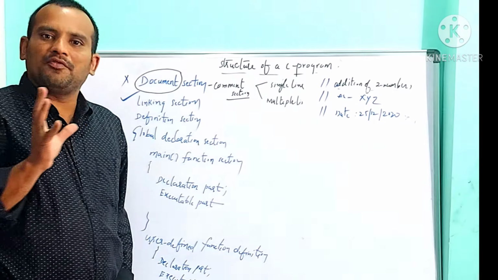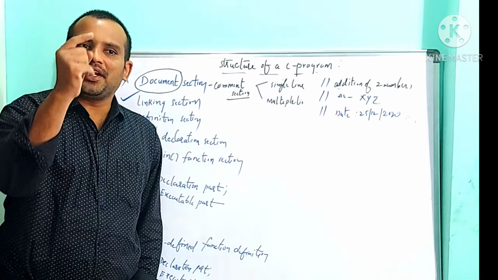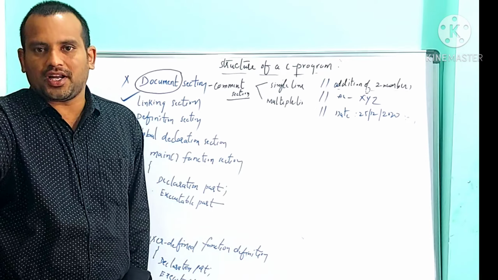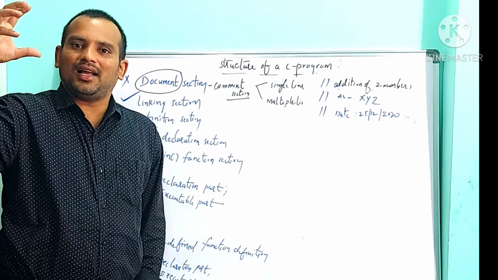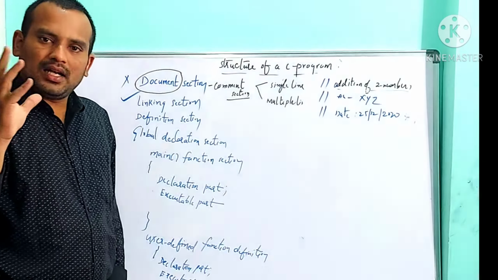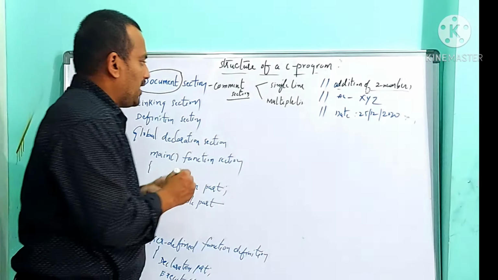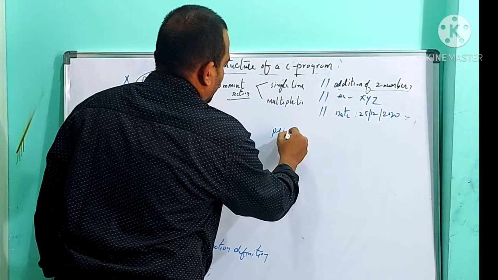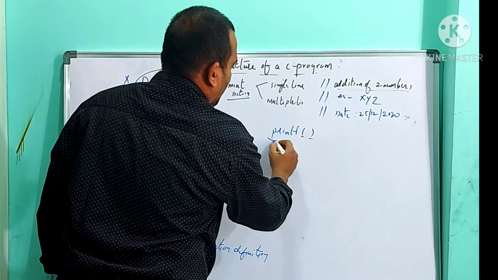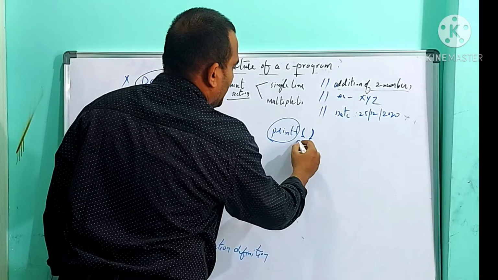So what is meant by predefined function? You see, functions are classified into two types: predefined function and user-defined function. This topic we will discuss later. So every predefined function, for example printf, is a function because it contains parentheses. Some name which contains an open parenthesis and a closed parenthesis becomes a function.